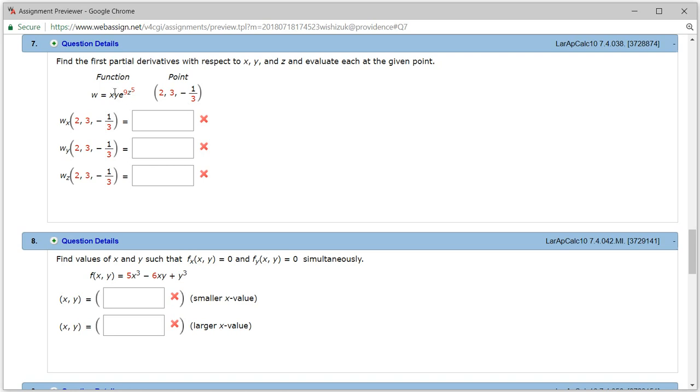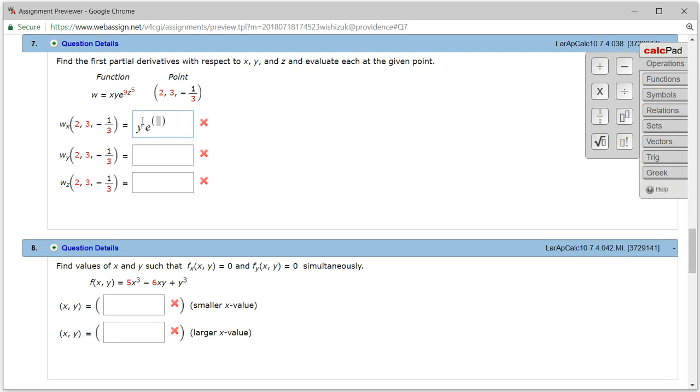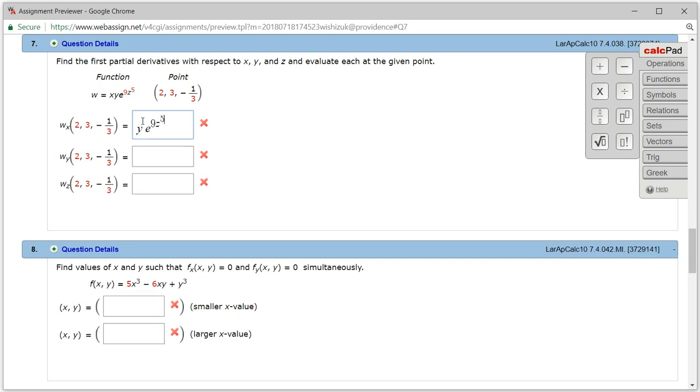Alright, let's look at homework 7.4, problem number 7. So let's take the partial with respect to x first. Everything else is going to be a constant. So you have a constant y, then you have e to the 9z to the fifth power, and the partial of x is going to be 1, so you just get that.